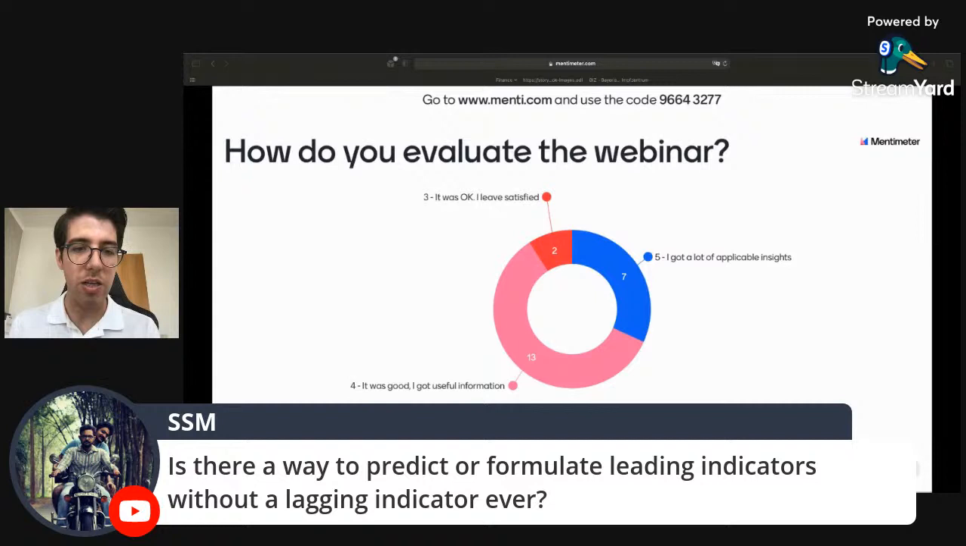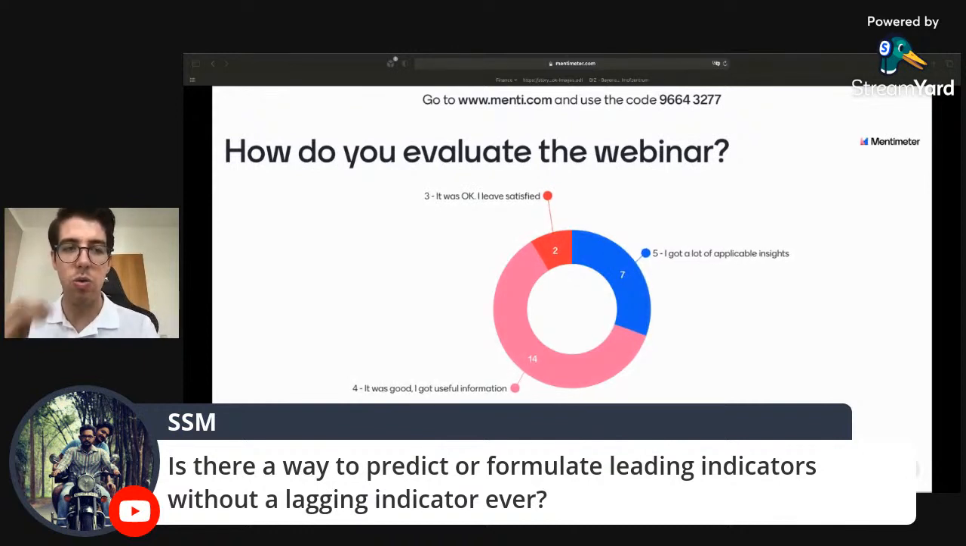Is there a way to predict or formulate leading indicators without a lagging indicator ever? Well, not that I know, to be very honest with you. I think you start with the end in mind, the lag indicator you want to achieve and how to get there. So this is what I imagine. This is what I have been doing so far, and it works pretty well.